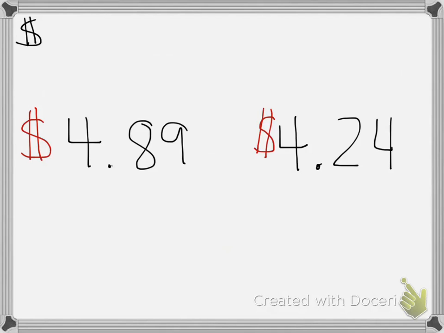I know that if I have $4.89, 89 cents is more than 24 cents. So 4 and 89 hundredths is greater than 4 and 24 hundredths.